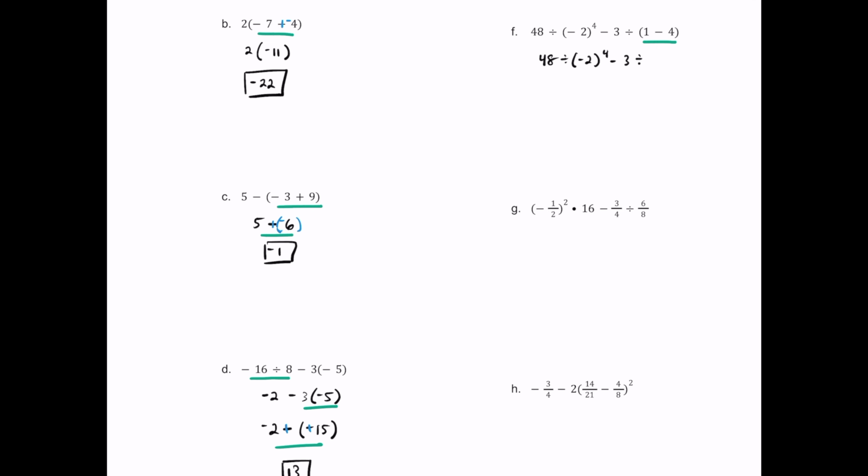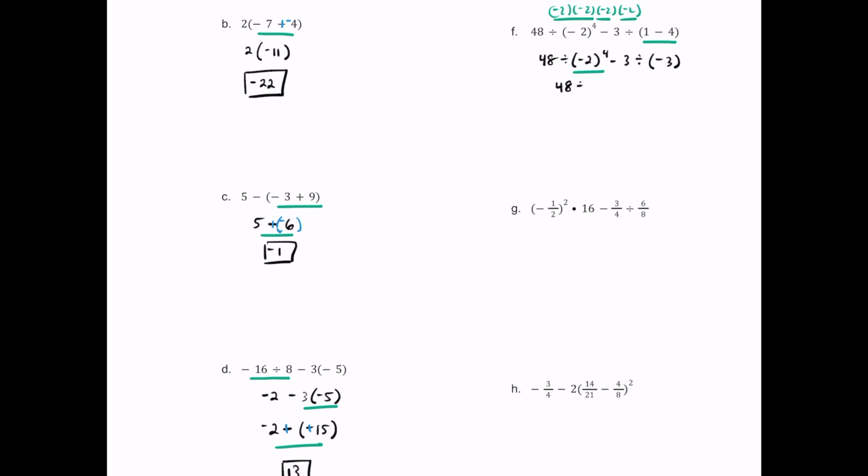And then 1 minus 4, that's the same thing as 4 minus 1, but make it negative, so it must be negative 3, okay? And then let's see if we can deal with the exponent next, so that would be this negative 2 to the 4th power. So what is that? That's negative 2 times negative 2 times negative 2 times negative 2. So 2 times 2 is 4, 4 times 2 is 8, 8 times 2 is 16, and it's positive because we have 4 opposites. And 4 opposites means it's just normal again.